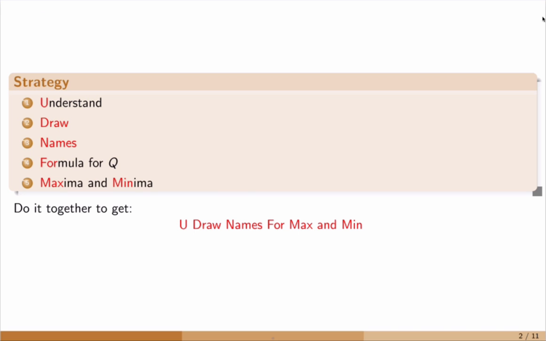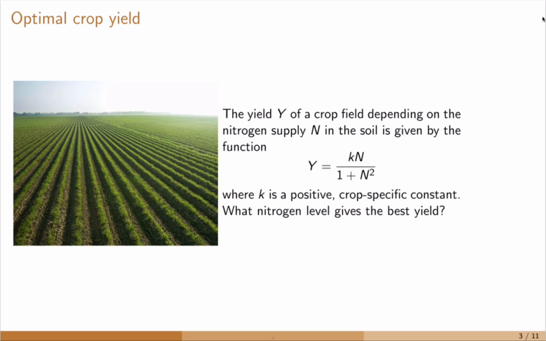So I do now 2 simple examples in this video, and we let us be led by the saying U draw names for max and min, where U is for understand, draw is for draw, names is for naming variables, for is for the formula, and then max or min. So let's see how this goes.